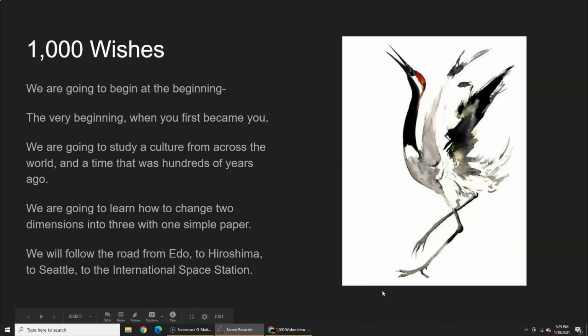A Thousand Wishes. We are going to begin at the beginning, the very beginning, when you first became you. And we're going to study a culture from across the world in a time that was hundreds of years ago. We're going to learn how to change 2 dimensions into 3 with one simple paper. And we're going to follow the roads from Edo to Hiroshima to Seattle to the International Space Station.